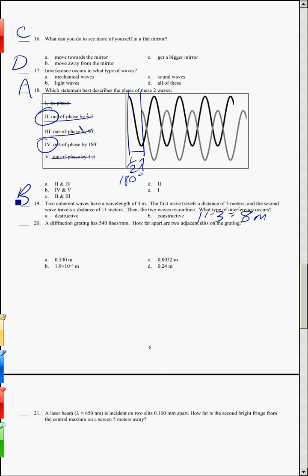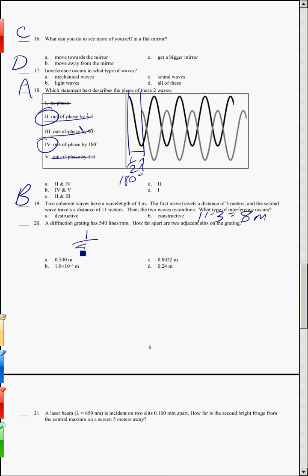This would be like the second order maximum. Alright, I have one wave that travels 2 wavelengths extra, and that gives me my second order maximum, but I still get constructive interference. Diffraction grating is 540 lines per millimeter. How far apart are the two adjacent slits on the grating?